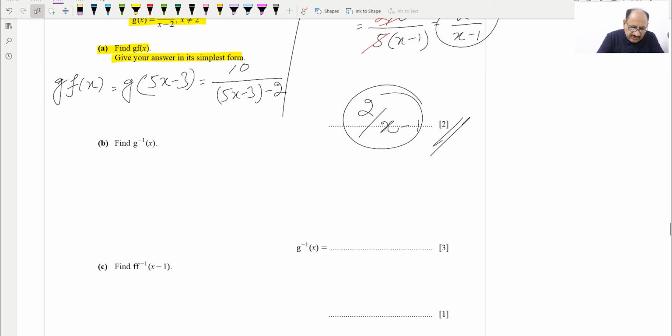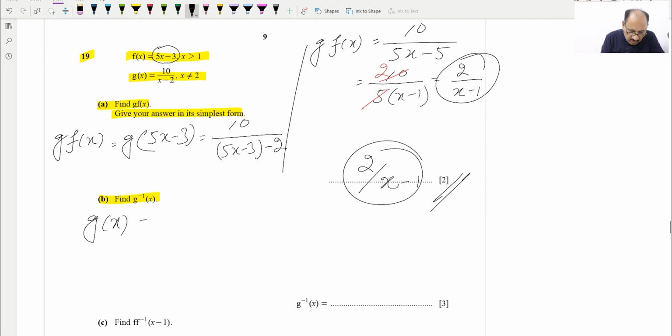Now they're saying find g inverse of x. So for the inverse function, we know g of x is given, which is equal to 10 over x minus 2, with the condition that x is not equal to 2. So we can write it as y. So y is equal to 10 over x minus 2.